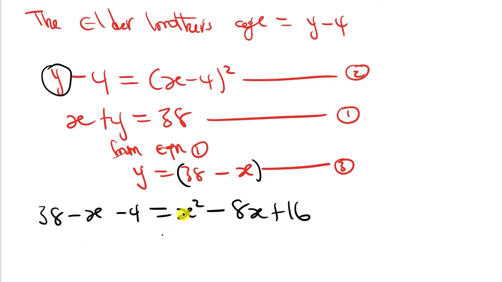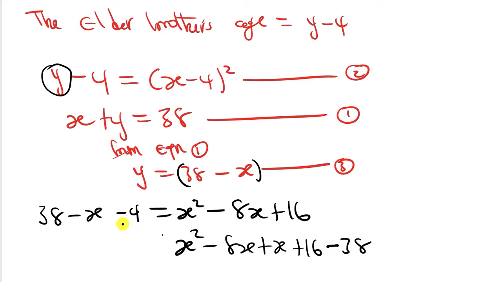Let's try grouping like terms. All right, so we are going to have our x squared, okay, we have minus 8x. On the other side, we have minus x there, so we transpose that and that is going to be plus x. Okay, we have our plus 16. On the other side, we have positive 38. So when we transpose that, we are going to get minus 38.